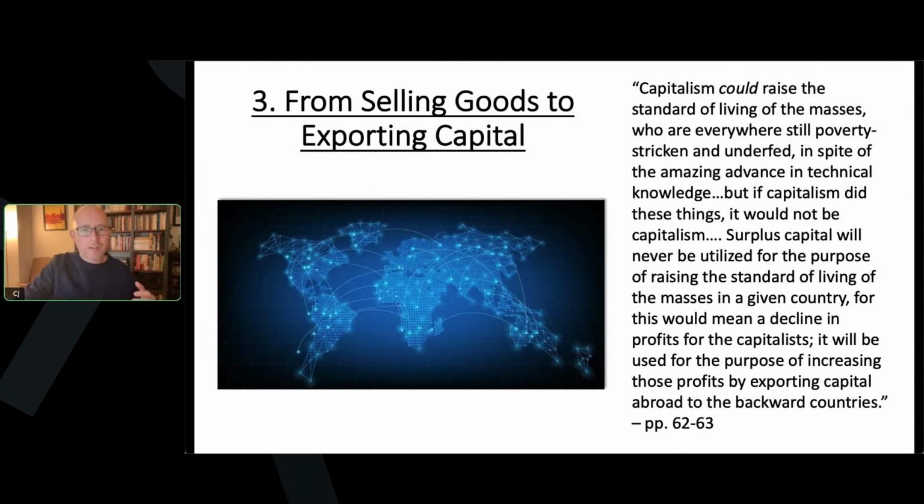These are not places with a lot of money, wealth to buy those products. So instead, that's why you see a difference. Instead of selling commodities, selling goods to those places, Lenin said we start to see the export of capital instead of the export of commodities. So instead of selling them steel or trains or appliances, capitalists ship their money there.